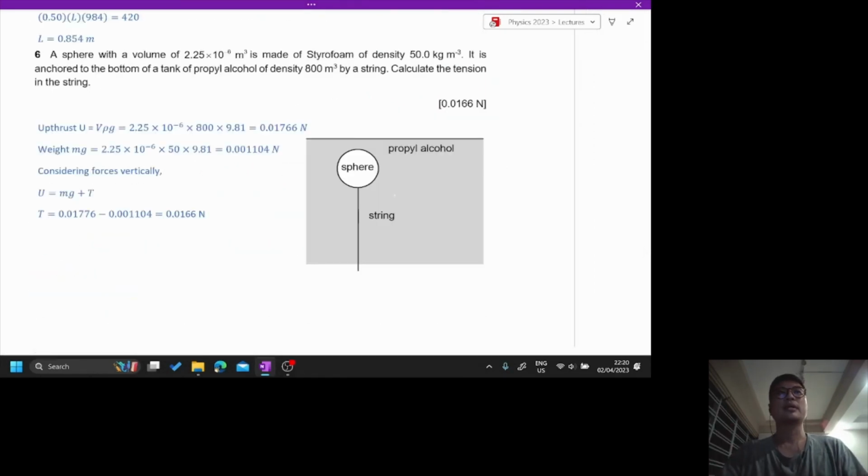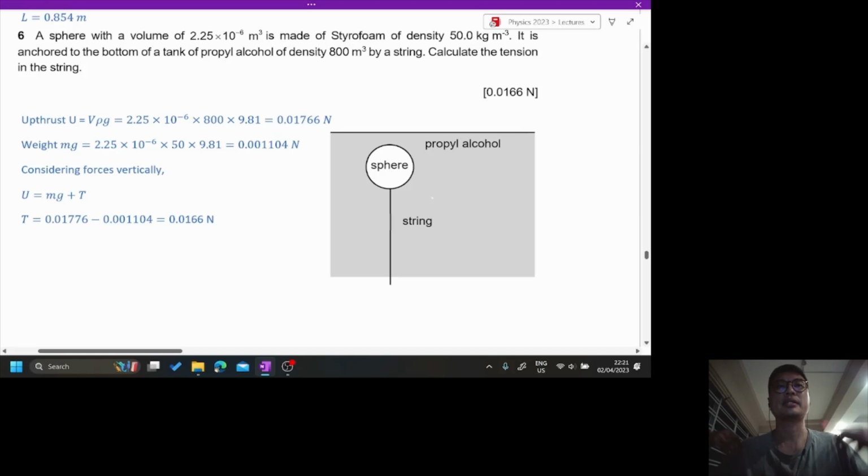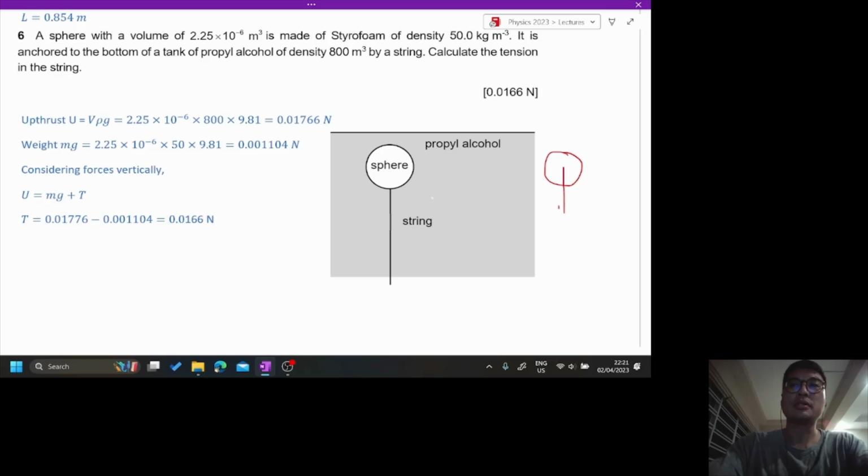Now let's take a look at question 6. A sphere of volume 2.25 times 10 to the power of minus 6 is made of styrofoam of this density, and is anchored to the bottom of the tank by a string. Calculate the tension in the string. The first thing that we've got to do is to draw the weight, and then we draw the tension, which I draw to the side because I don't want to completely cover everything up. This is the tension, and then there is the upthrust.